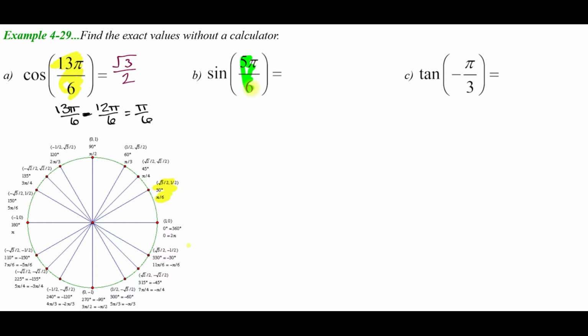Then we're looking for 5 pi over 6. 5 pi over 6 is right here. We want the sine of that value, so sine is just the y-coordinate, so my y-coordinate there is just 1/2.